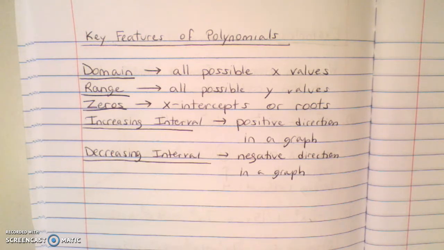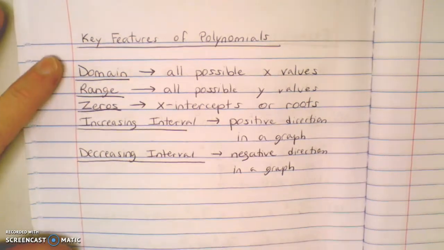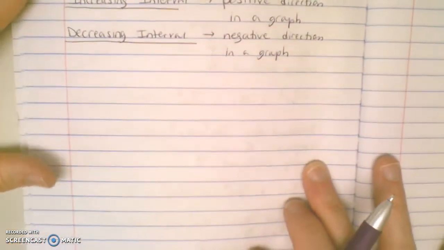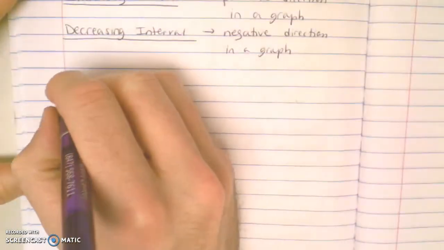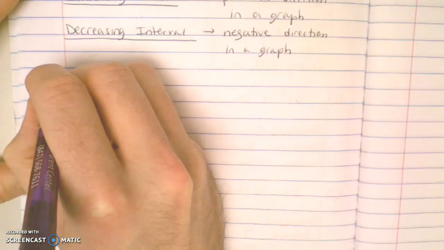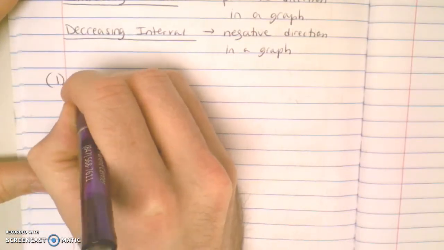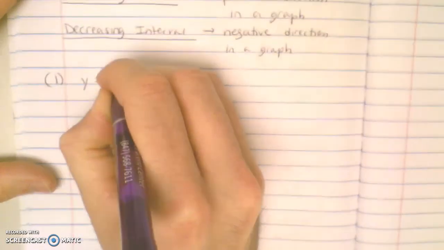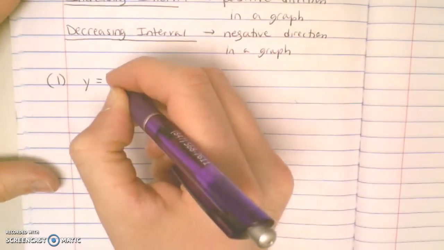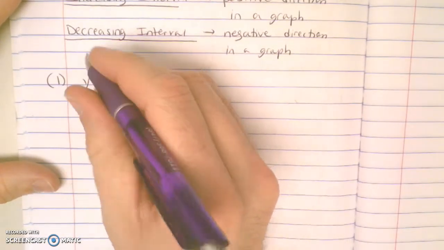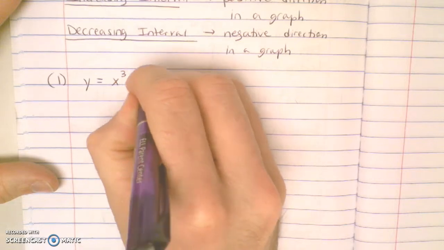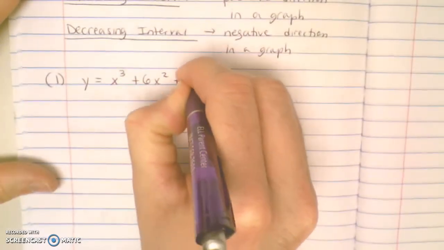So let's start with a couple examples. So our first example is we're going to graph an equation of a polynomial. So we'll just label this number 1. And here's our polynomial. Y equals x cubed plus 6x squared plus 9x.